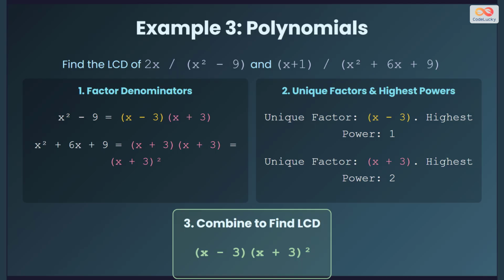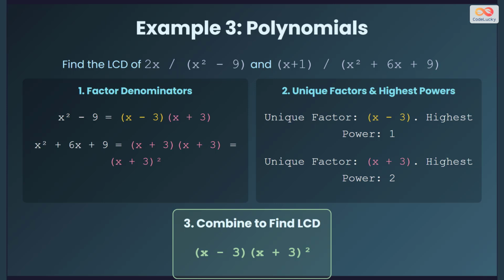Let's look at a more complex example with the denominators x squared minus 9 and x squared plus 6x plus 9. First, we factor them. X squared minus 9 becomes x minus 3 times x plus 3. X squared plus 6x plus 9 factors into x plus 3 squared.